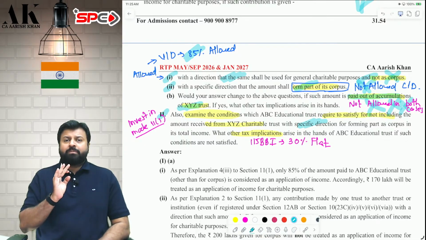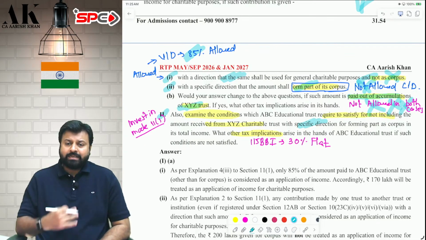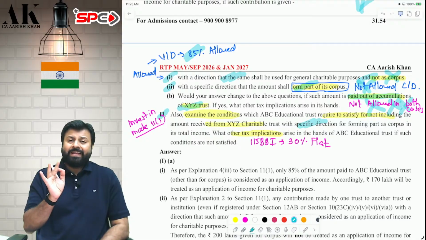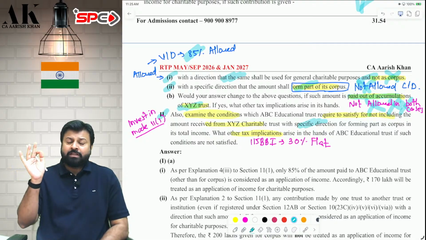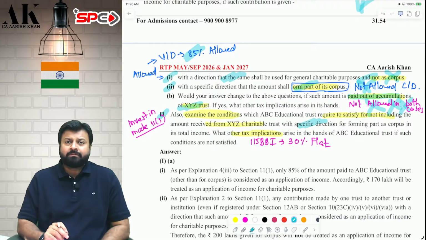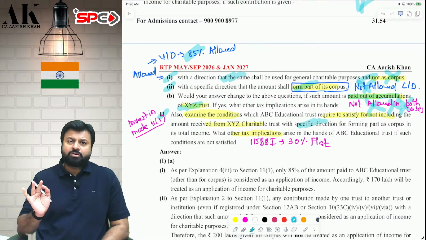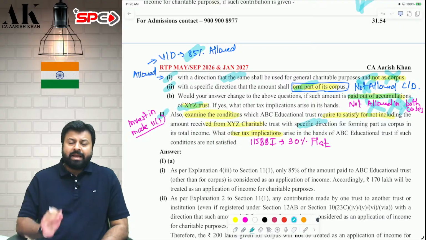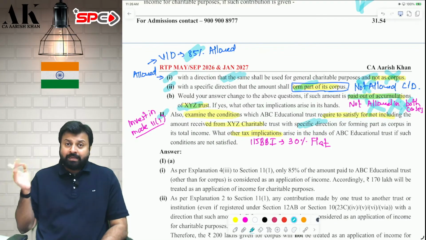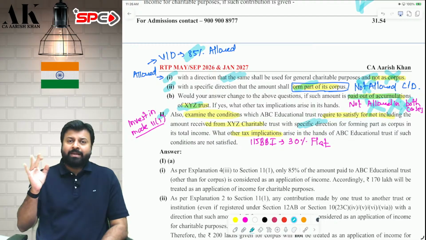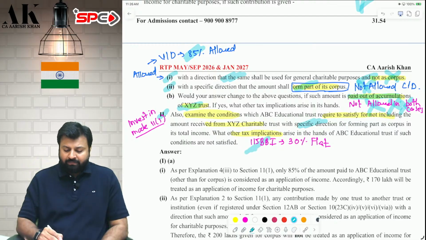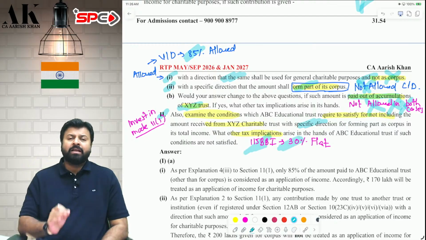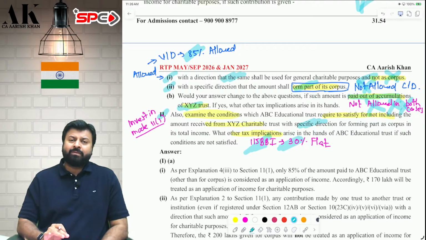See, if you receive any corpus donation from any person, as a trust, it will be exempt only if you deposit that corpus donation in the mode specified in 11(5). So if you deposit that corpus donation in the mode specified in 11(5), it will be exempt. And if you deposit it anywhere else other than the mode specified in 11(5), it will be taxable under 115BBI at a flat 30%. It will be considered a violation of 115BBI.